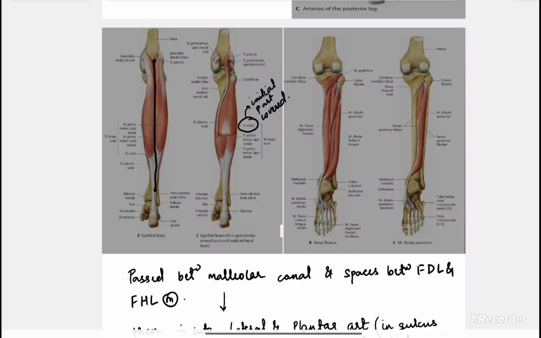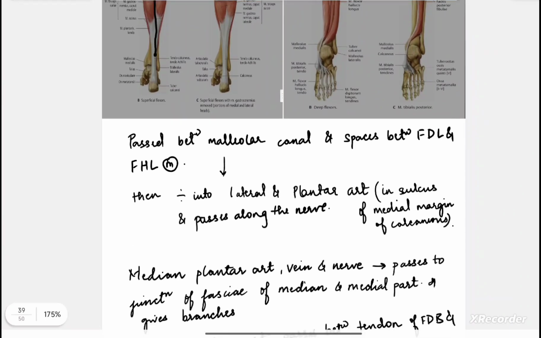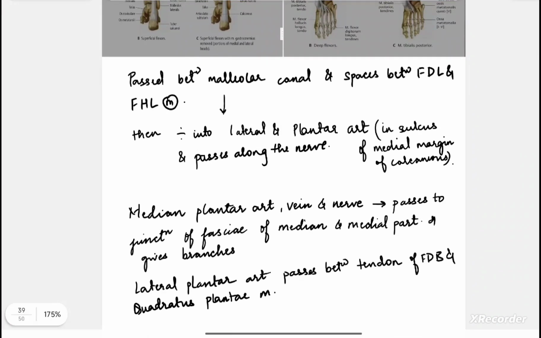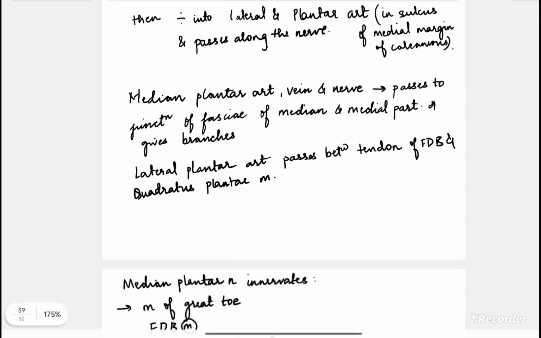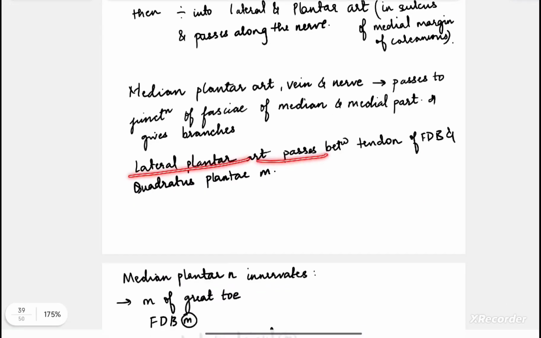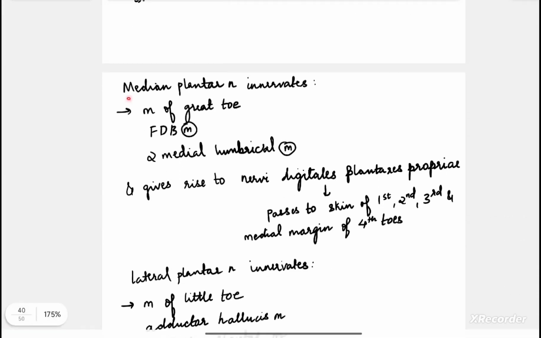The medial plantar vein and nerve pass through the junction of the fascia of the median and medial part and give branches. The lateral plantar artery passes between the tendon of flexor digitorum brevis and quadratus plantae muscle. The medial plantar nerve innervates the muscles of the great toe, flexor digitorum brevis muscle and two medial lumbrical muscles.